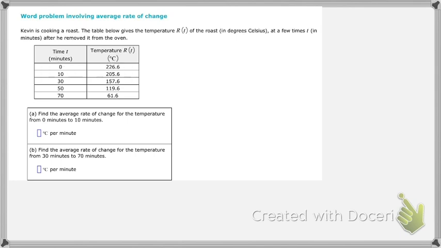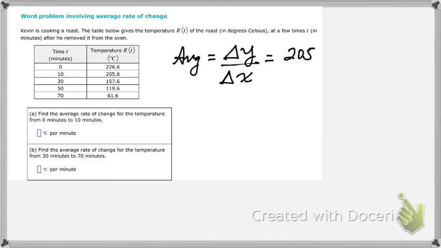So the average rate of change here is simply going to be change in y. Let's represent that as delta y, and then over change in x, which is exactly what we would do if we were finding the slope. So I'm going to go 205.6 minus 226.6, and over 10 minus 0.